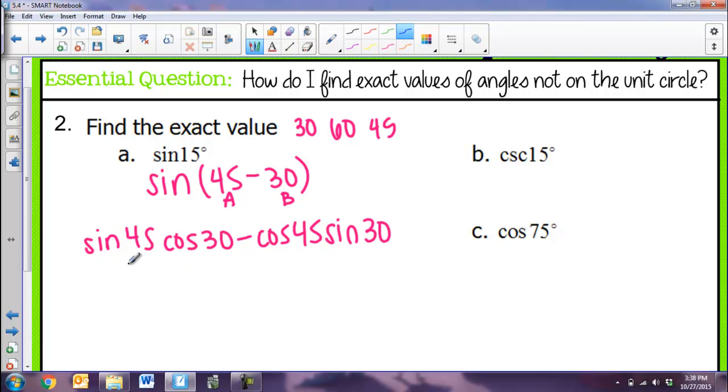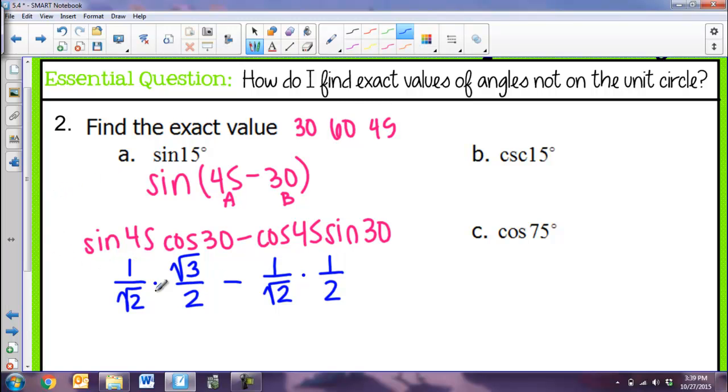Okay, sine of 45 degrees is 1 over root 2, or square root of 2 over 2. The cosine of 30 degrees would be adjacent over hypotenuse, so that would be root 3 over 2, minus the cosine of 45 degrees, which is 1 over root 2 as well. And then the sine of 30 degrees, we would have the opposite over the hypotenuse, so 1 over 2. Again, these are just exact values. We've just broken it down.